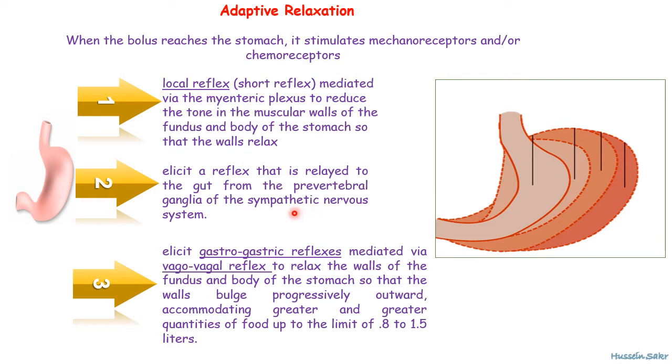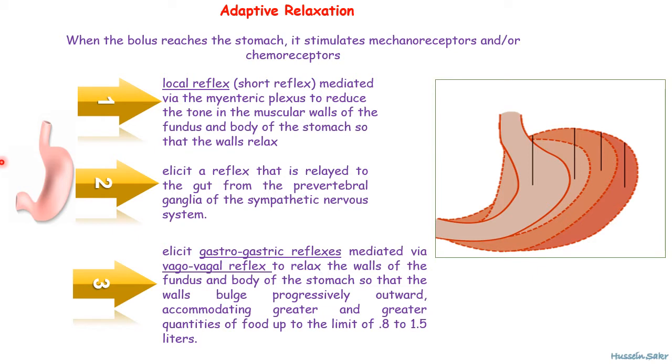or another reflex that's mediated through the prevertebral ganglia of the sympathetic nervous system to induce the same relaxation, or another gastrogastric reflex or vagovagal reflex, which means that the afferent and efferent fibers in this reflex are both mediated by the vagus nerve. The aim of these three reflexes is to relax the wall of the fundus and the body of the stomach, so the wall bulges progressively outward, increasing the capacity of the stomach from 50 ml when it is empty to 1.5 liters when it is completely full.